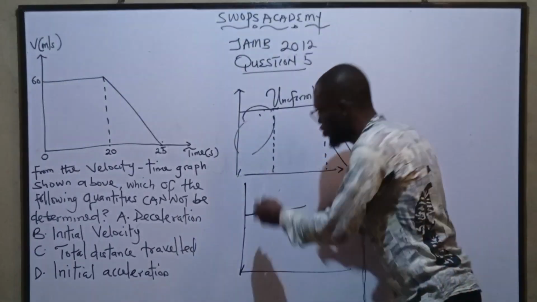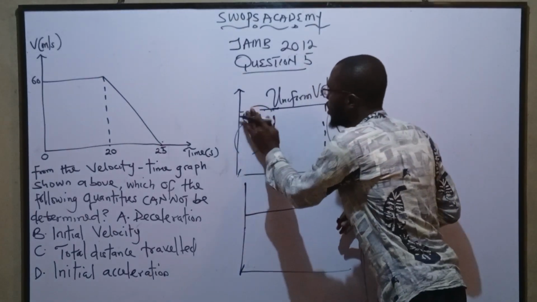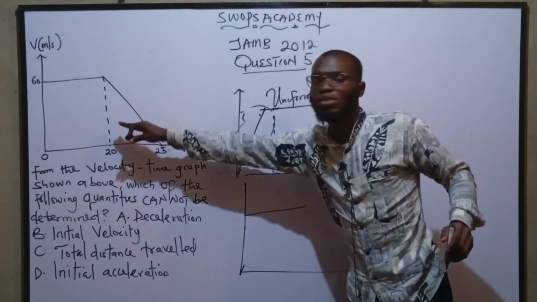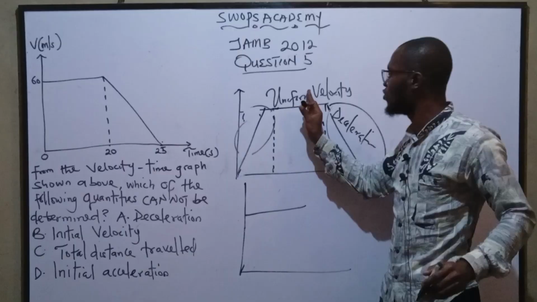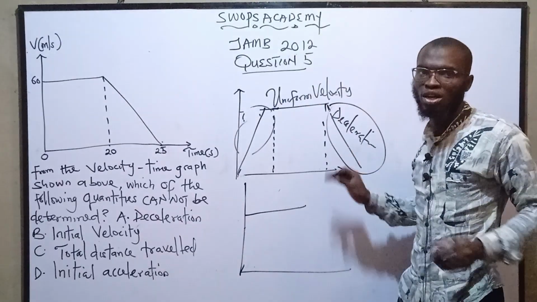This one now, and let's compare it with this one. Are they the same thing? They are not. This is acceleration, uniform velocity. This is deceleration. Are we together?